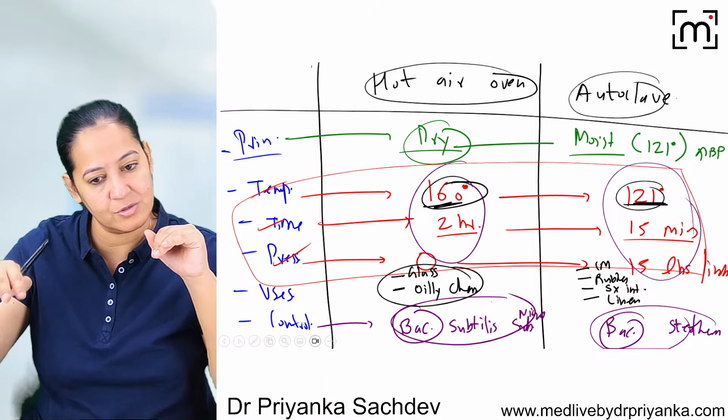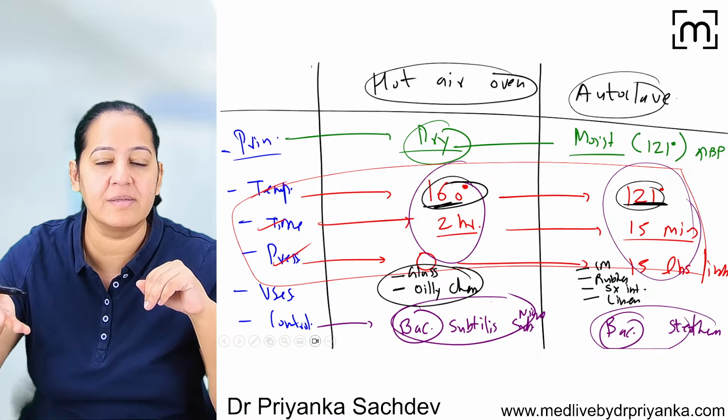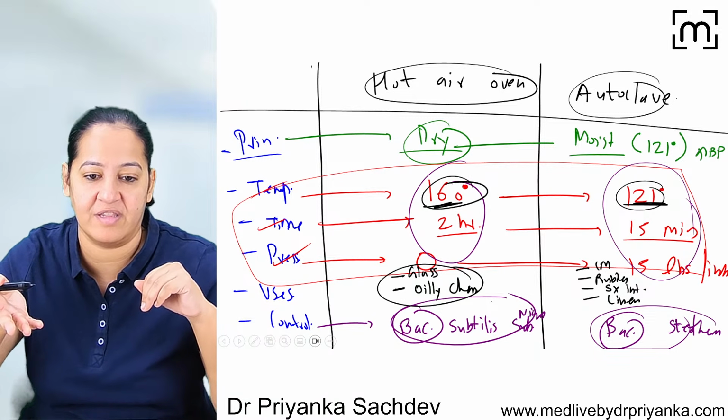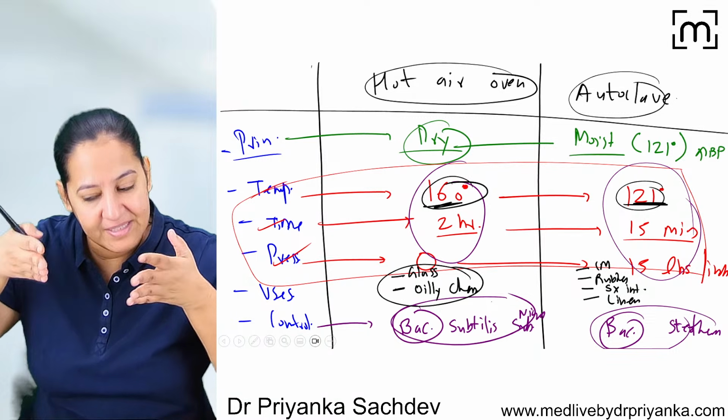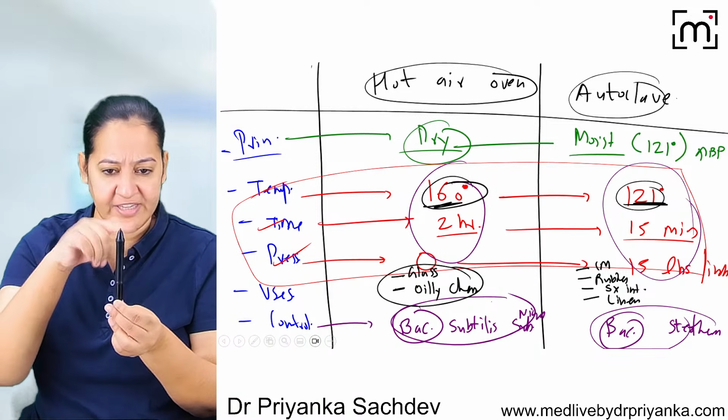This is also hot air, this is also hot air, but this one is dry, don't have water. Steam have water content in that. No, steam is moist. It is having water content in that. So the moist air is having more penetrating power. So imagine this is my article. It is having spores on that.